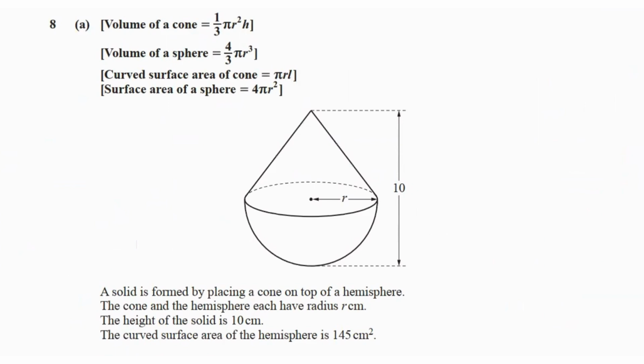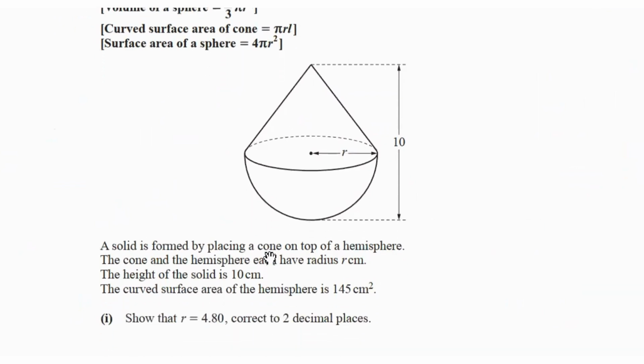Question 8 says, the volume of a cone is 1/3 pi r squared h. Volume of a sphere is 4/3 pi r cubed. Curved surface area of a cone is pi r L and surface area of a sphere is 4 pi r squared. A solid is formed by placing a cone on top of a hemisphere. The cone and the hemisphere each have radius r centimeters. The height of the solid is 10 centimeters. The curved surface area of the hemisphere is 145 centimeters squared. Show that r equals 4.8 correct to 2 decimal places.